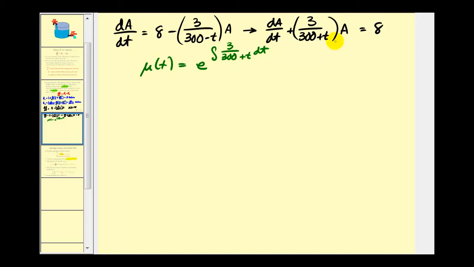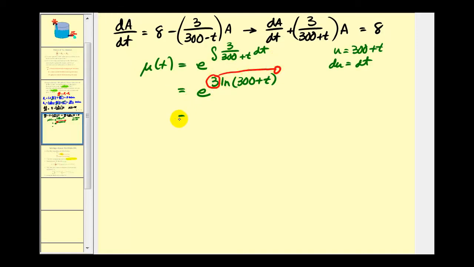So to integrate this, we go ahead and let u equal the denominator of 300 plus t. And notice that du is equal to dt. So this just ends up being e raised to the power, this would be 3 times natural log of the quantity 300 plus t. We know t is always positive, so we don't need absolute values here. And from here we can use the property of logarithms to move this 3 here to the position of our exponent.